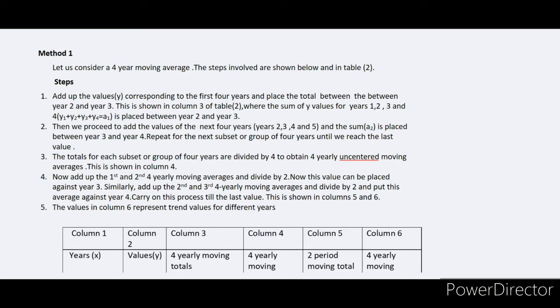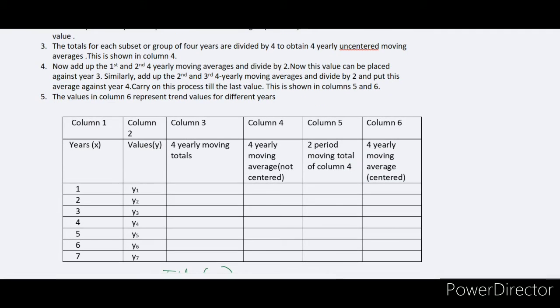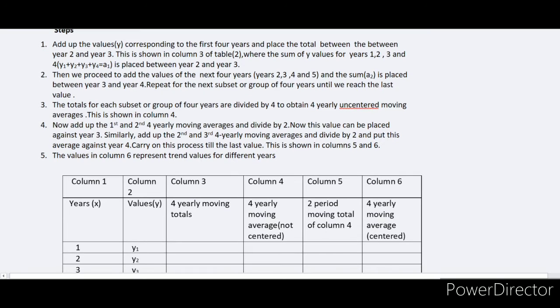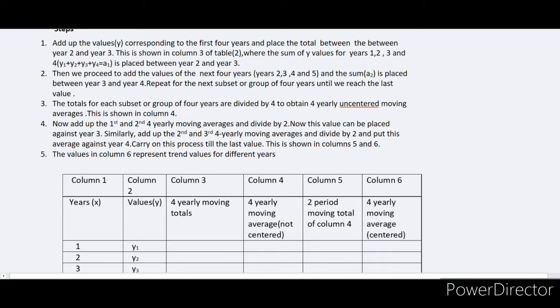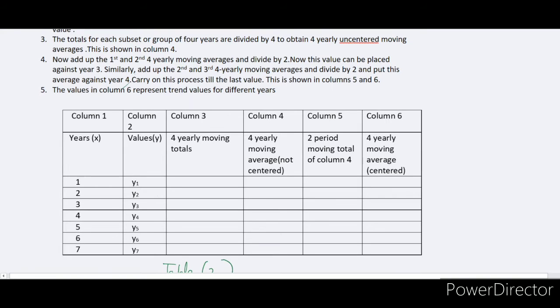So here in method 1, if you look at the table side by side, let's take a period of 7 years, and we have 7 time series values. In the first step, you add up the values corresponding to the first 4 years and place the total between year 2 and year 3. So let us calculate the totals for these here. It will be placed between year 2 and year 3.